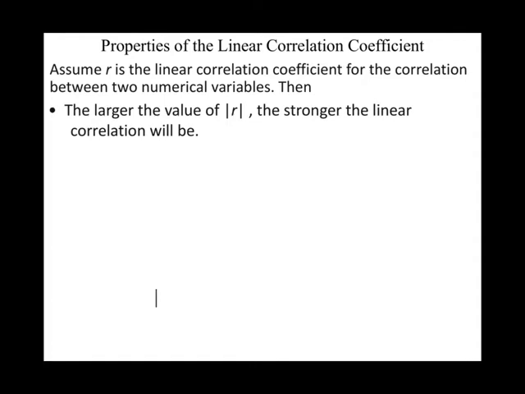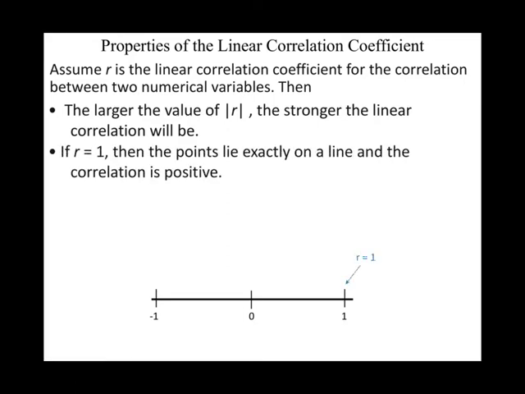Okay, more properties for your R. The larger the absolute value of R, the stronger the linear correlation will be. So I know the R is always in between -1 and 1 here. If your R equals 1, then the points lie exactly on the line and the correlation is positive. We talked about this one already, right? All the points are going to be on my straight line, so my R is going to be equal to 1. And we call this perfect positive linear correlation.